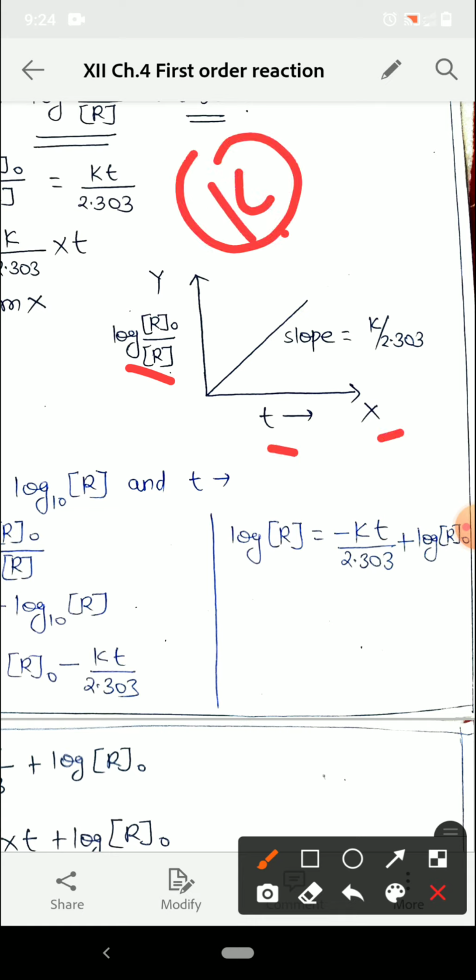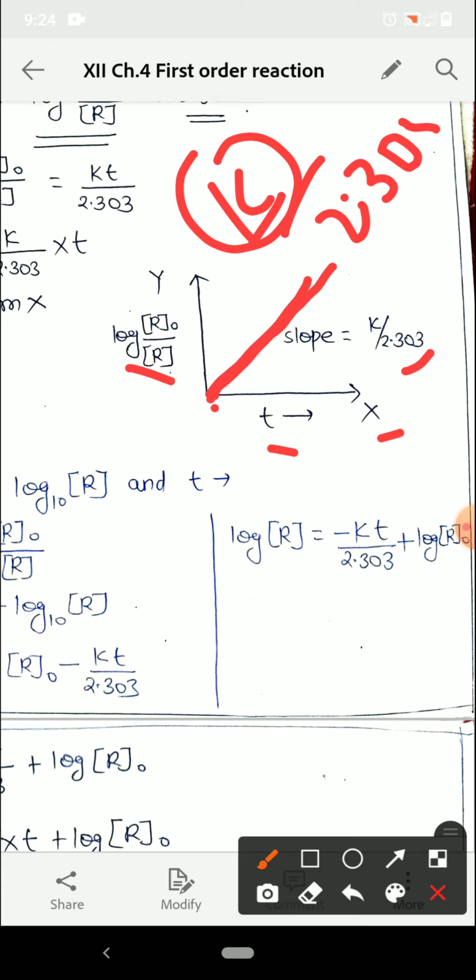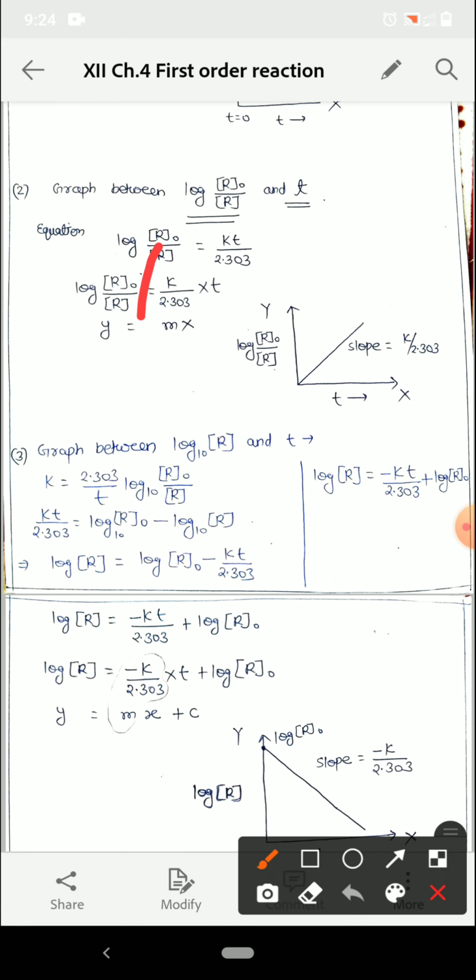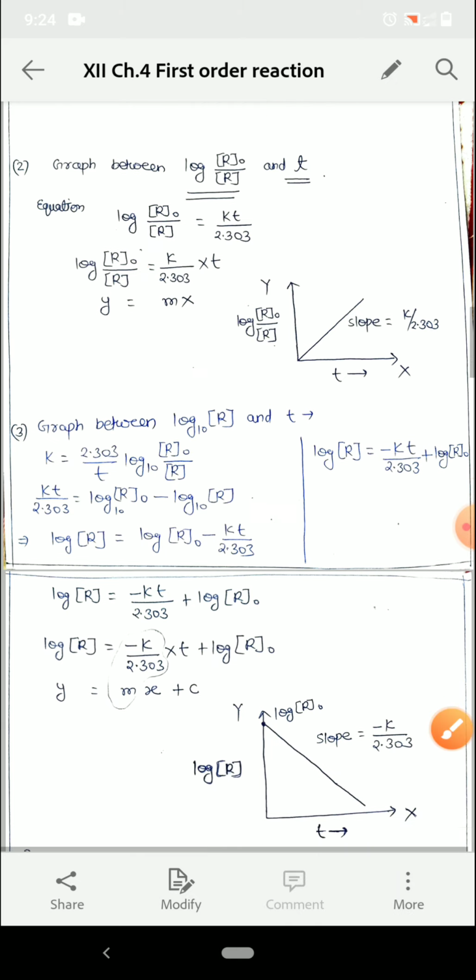Graph is k upon 2.303, sorry, the slope is k upon 2.303. It is positive, so it is from down to upward है ना. इस तरह से ग्राफ पॉजिटिव होगा हमारे पास स्लोप. सो स्लोप इज k upon 2.303. You can easily check out here the m is k upon 2.303. So this is our second graph.